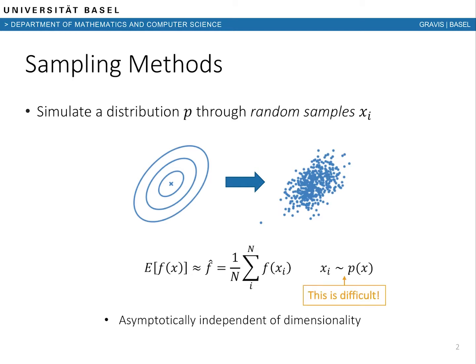There's the issue that these x's actually have to be drawn from P for this to be valid. And the big question is, of course, how can we generate samples which are distributed according to our distribution P?